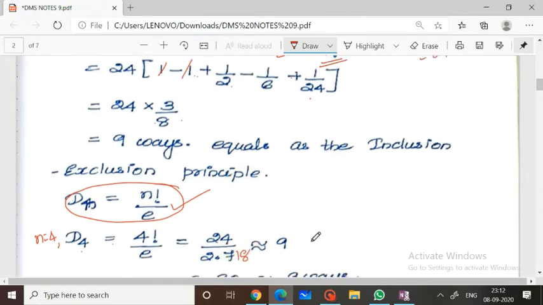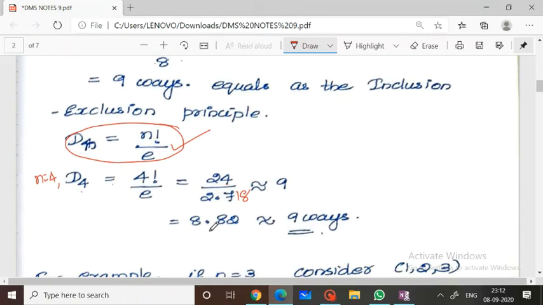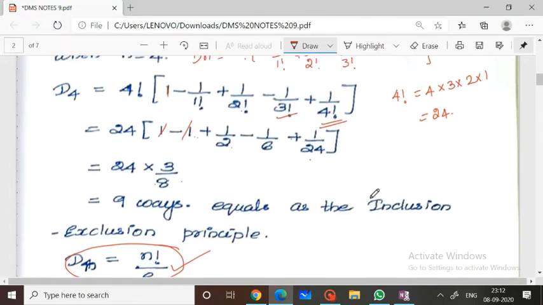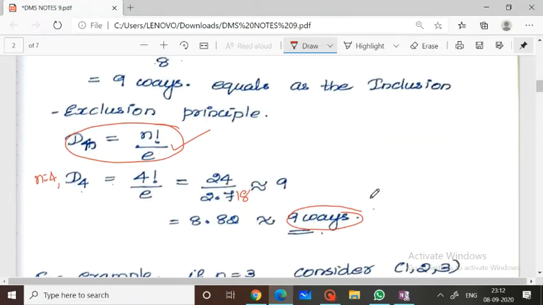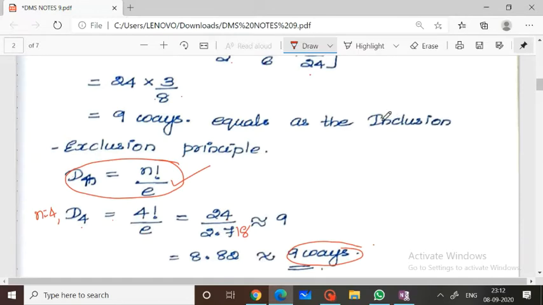That is equal to approximately 8.82, which you can write as an approximate answer of 9 ways. You can use either this calculation or this calculation, and I am able to do both here because the number of elements is very small, n equal to 4. But if n is very large, I am not able to do the first calculation, so we have to try the second calculation, which will be the easiest method for doing the problems.